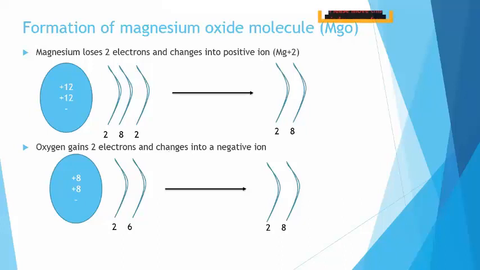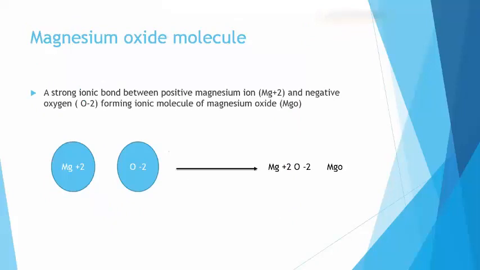The second example is magnesium oxide molecule, MgO. Magnesium will lose two electrons and change into a positive ion, so it will be represented as Mg2+. Oxygen, on the other hand, will gain the two electrons and change into a negative ion, O2-. So magnesium oxide forms a strong ionic bond between the positive magnesium ion, Mg2+, and the negative oxygen ion, O2-, forming an ionic molecule of magnesium oxide, MgO.